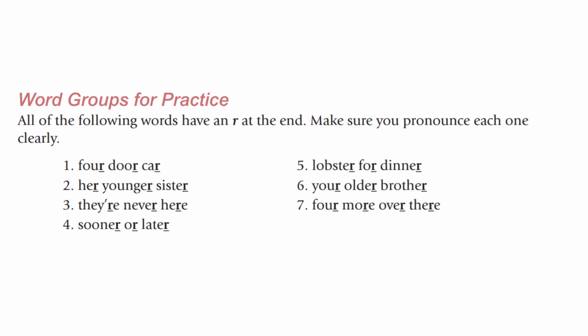Word groups for final R. All of the following words have an R at the end. Make sure you pronounce each one clearly. Four-door car. Her younger sister. They're never here. Sooner or later. Lobster for dinner. Your older brother. Four more over there.